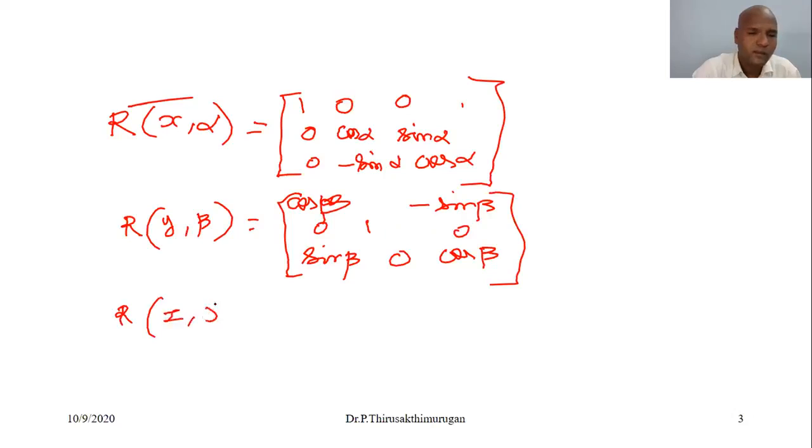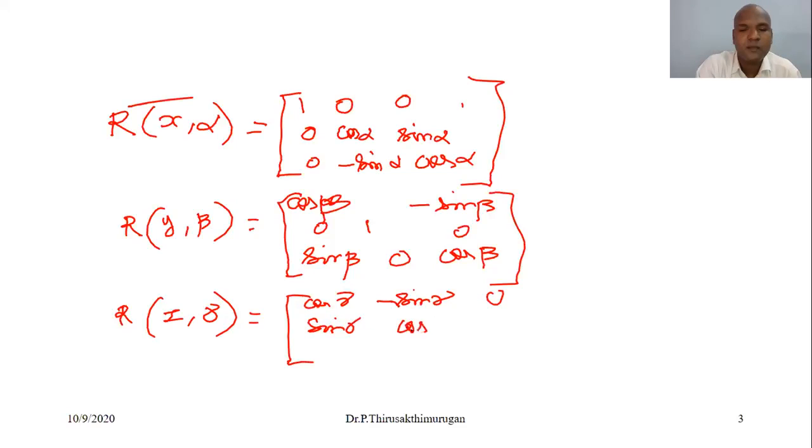Next, the rotation of z comma gamma is nothing but: cos gamma, minus sin gamma, 0; sin gamma, cos gamma, 0; 0, 0, 1. So these are the three matrices represented in matrix format.